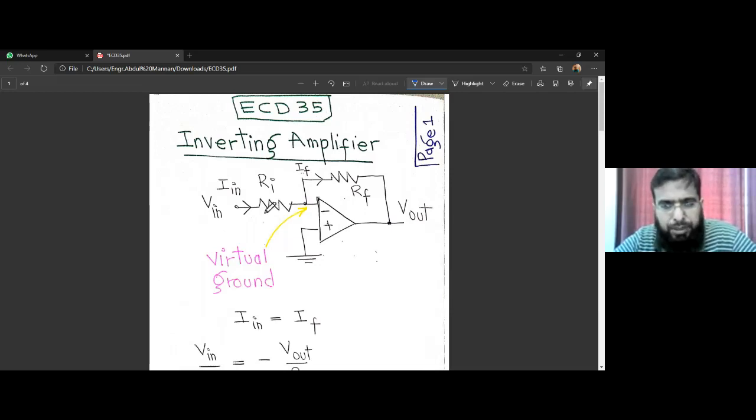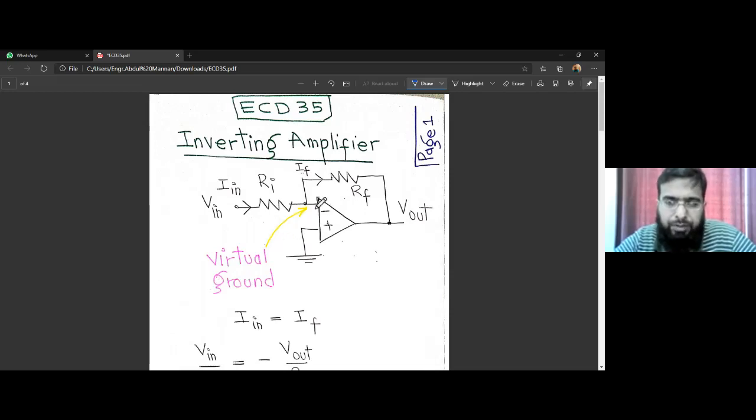We have a negative feedback and the input is also applied to the inverting terminal. That is why we call it an inverting amplifier. Otherwise, if we apply input to the positive terminal, the non-inverting terminal, we call it a non-inverting amplifier. In this circuit we have attached the non-inverting terminal to ground. That takes the inverting terminal to ground because the input stage is a differential stage.